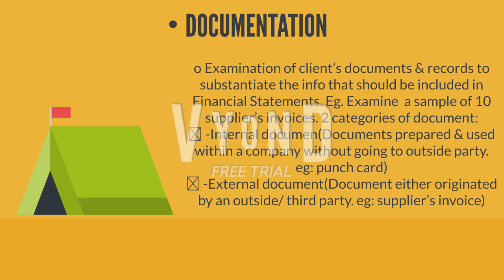Internal documents are documents prepared and used within a company without going to an outside party, such as a customer or vendor. Example, punch card, duplicate of sales invoice, copy of official receipt, internal report, purchase requisition. External documents are documents originated by an outside or third party. Example, supplier's invoice, bank statement, validated deposit slip.